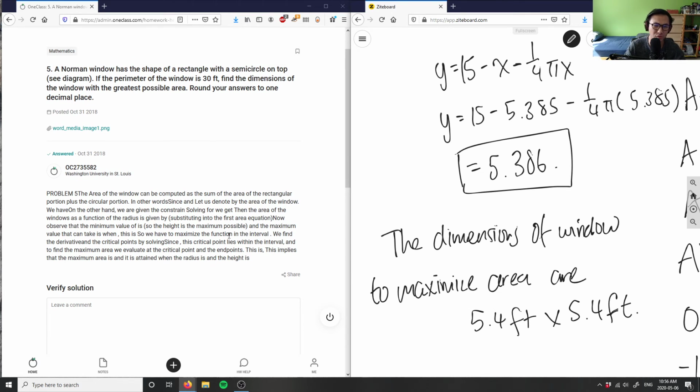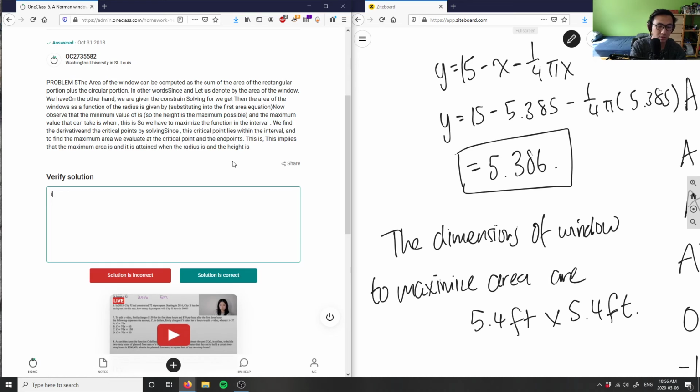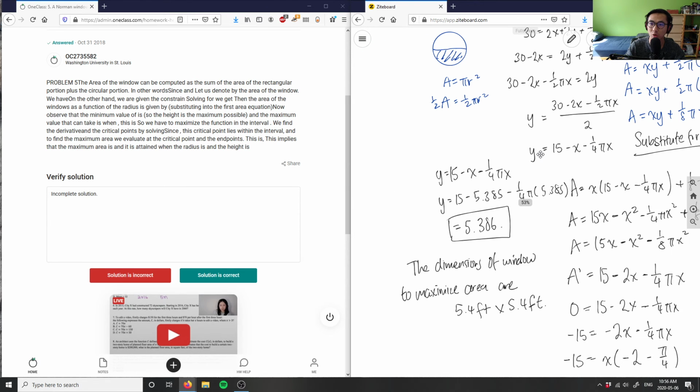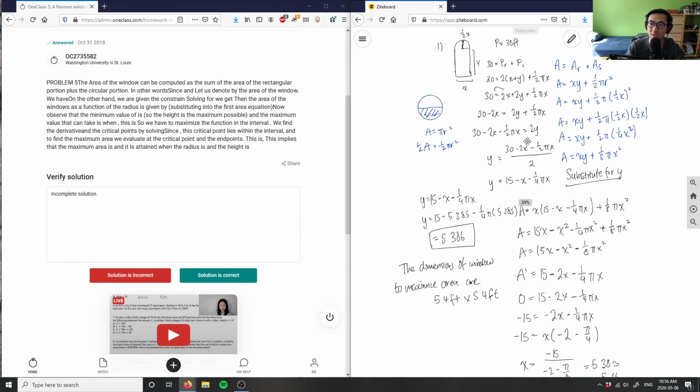And again, I think they have an incomplete solution here, so I'm going to write here: incomplete solution. I'm going to see if I can type this out. I don't know if I can show my work, or take a screenshot and upload it, but I don't think I can. It looks very daunting, but it really isn't.